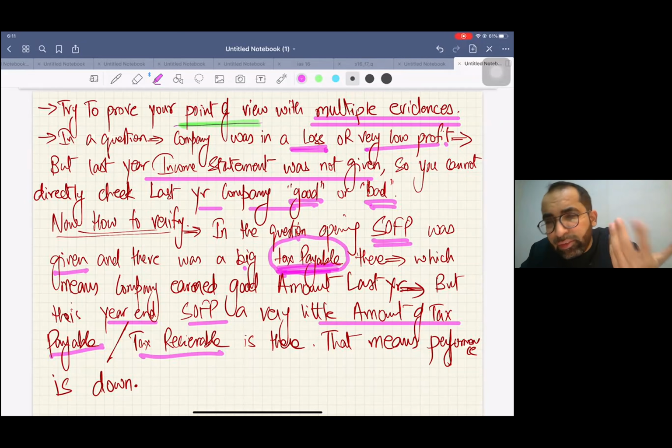Tax receivable means when you are in losses, the tax department gives you relief. So you can easily prove through tax that the company is going down. There are many techniques through which you can prove the performance of a company, and you have to go like a court case. You have to gather evidence to prove your point of view.